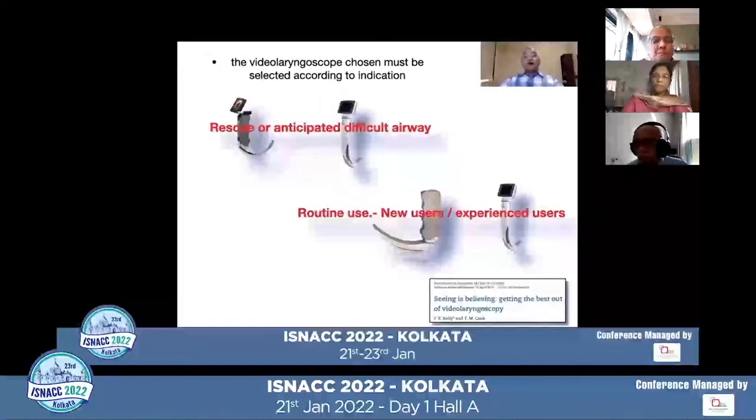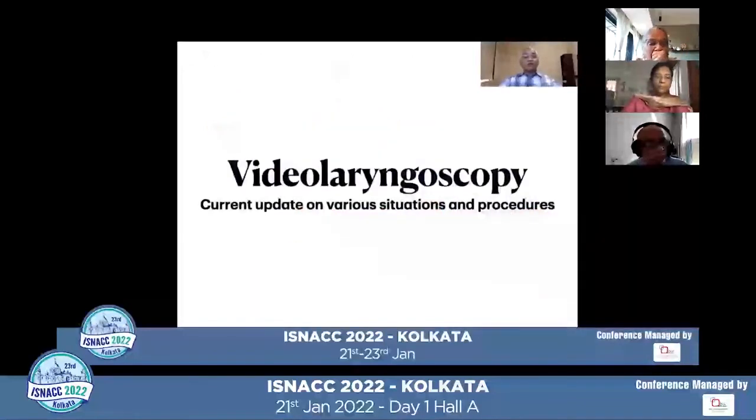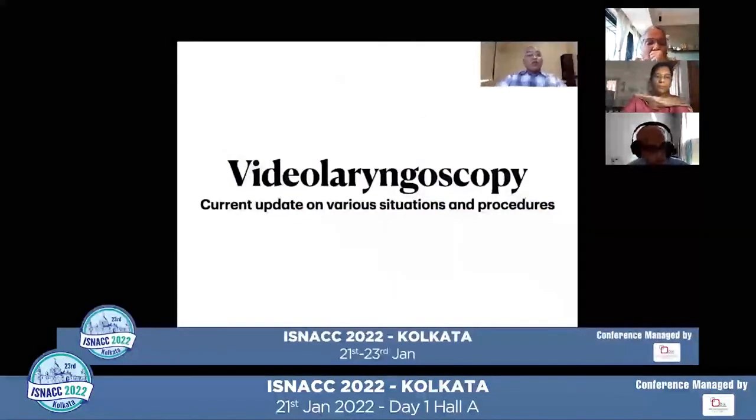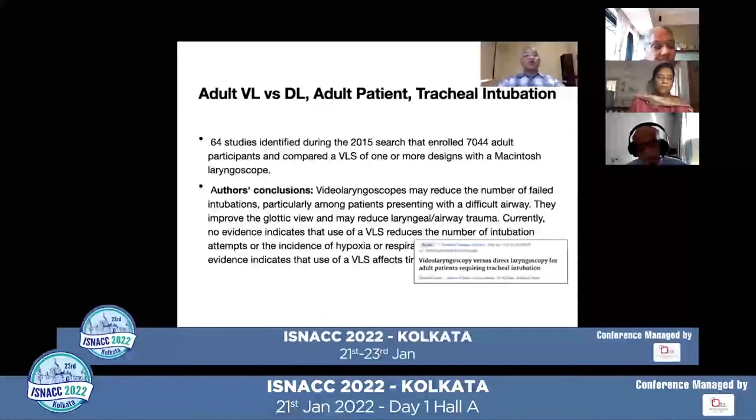But after a little experience, you can easily use an anatomically shaped device. But if there is blood in the airway, the only device which works is a Macintosh type of device. Now we'll look at the update on various situations and procedures where video laryngoscopy can be done.